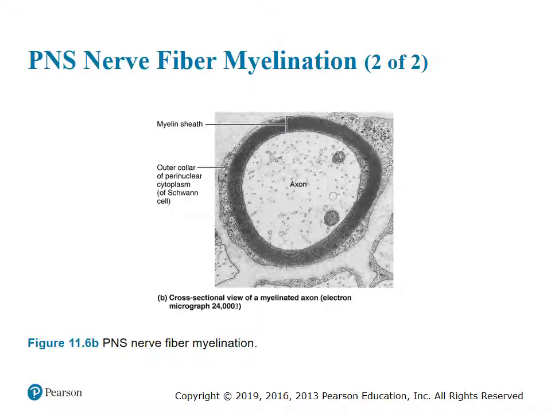And you can see this here. This is an electron microscope image at 24,000 times. You can see this really dark area, and if you look really close, you can see the lines of its plasma membranes surrounding around and around and around. That's one myelin sheath. It's a cross-section view, and you can see the internal part of the axon.